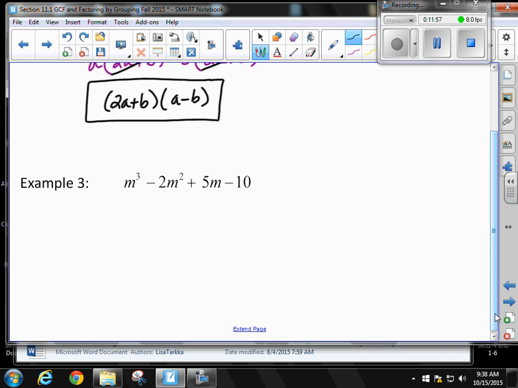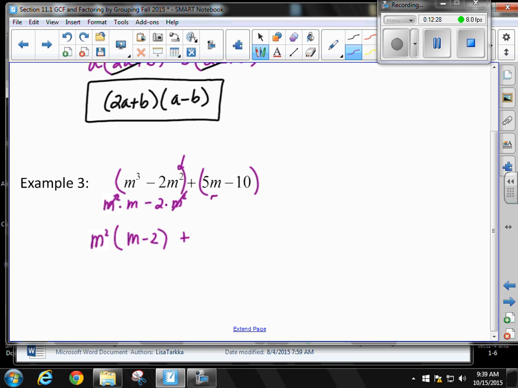Example number 3, we're going to start off the same way. I'm putting parentheses around the first pair and the last pair, first 2 terms, last 2 terms, and I need to factor out what they have in common. Again, I'm looking at my exponent here. Smallest exponent is 2. I can factor m squared as m squared times m, and then I have minus 2 times m squared. For the first group, m squared is the common factor, and what's left is m minus 2.